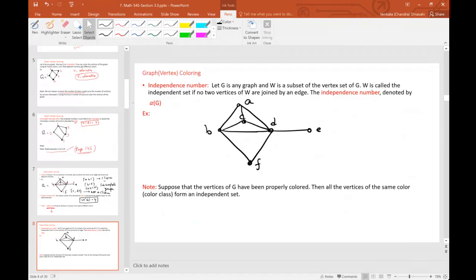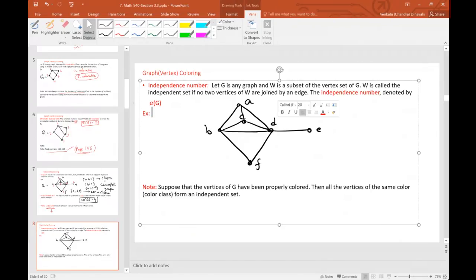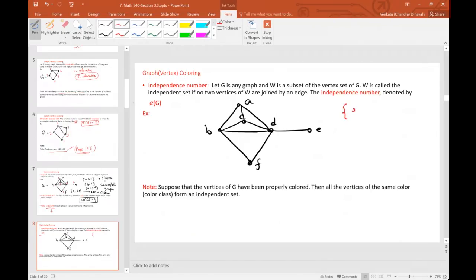That means I want to take some set of vertices such that everything is pairwise disconnected. That means there should not be any edge between any of them. That is called an independent set. For example, in this case, AE is an independent set because there is no edge between A and E.